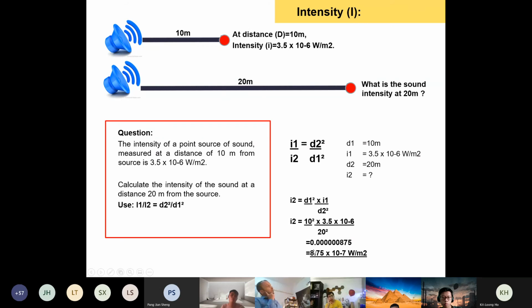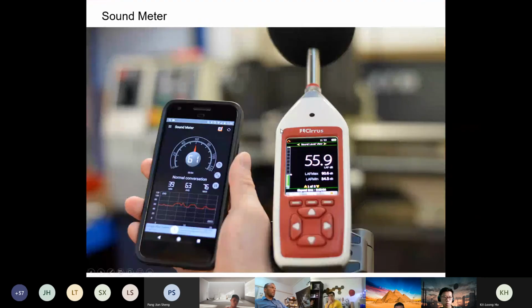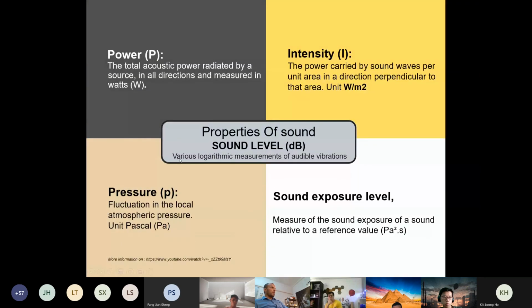So this means when you double the distance between the source of sound and the receiver, the sound intensity will not decrease by half, nor will it double. It doesn't work like that with sound, because sound behaves in a logarithmic way. If you see here, it's written already in this slide: logarithmic measurement of audible vibration.